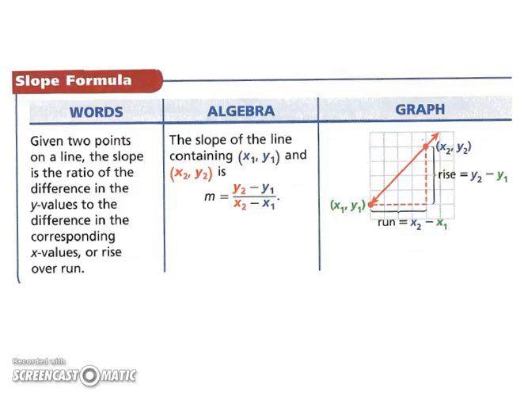Alright, so the slope formula. When you're given 2 points on a line, the slope is the ratio of the difference in the y values to the difference in the corresponding x values, or you can think of it as rise over run. So the change in y over the change in x. And that will give you your slope.